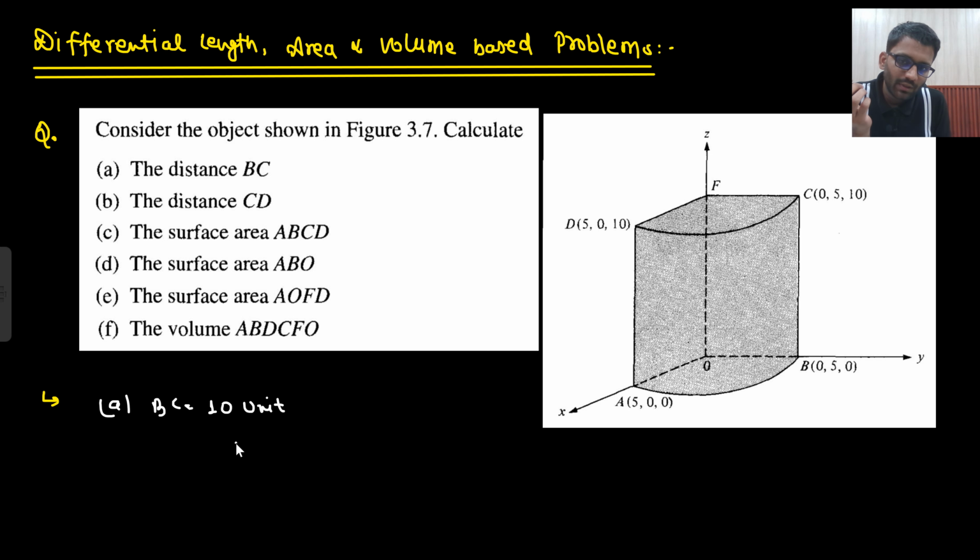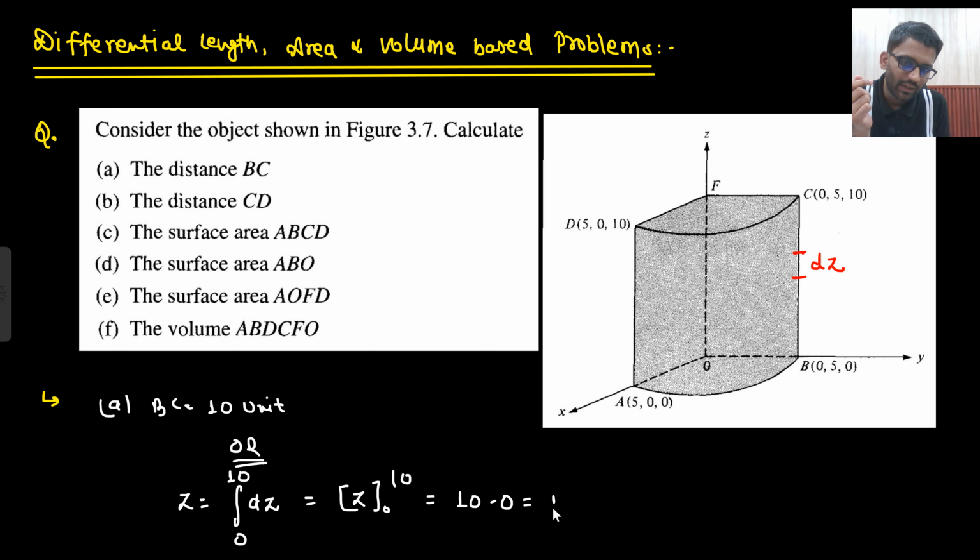Or if I want to solve using coordinate system, then how would I solve it? If I take a small length here, what would I take? dz. Why dz? Because here the z coordinate is changing, right? Only the z coordinate is changing. X, y are the same. So what will be my total change? Only z coordinate is changing, from 0 to 10. So if you do the integration of dz, what will you get? Z only, from 0 to 10. So 10 minus 0, what is your answer? 10 unit.